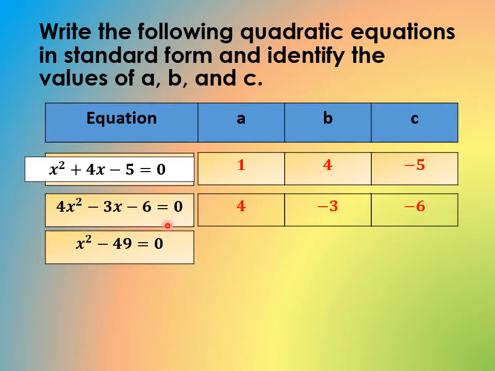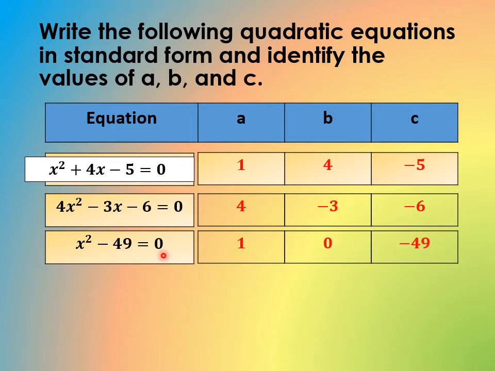Okay. Next. Okay, we have here x squared minus 49 is equal to 0. So, wala tayong linear term. Okay, so, what will be the value of b kung wala tayong linear term dito? So, let's find out. So, ano value ng a? Okay, correct. That is 1. Ano value ng b? Wala. So, that will become 0. Very good. And ang value ng c, okay, that is equal to negative 49.